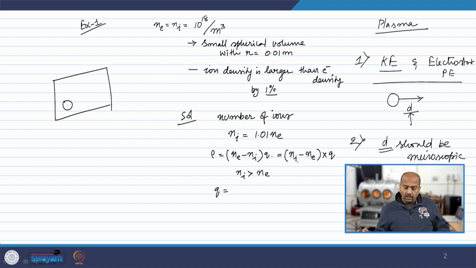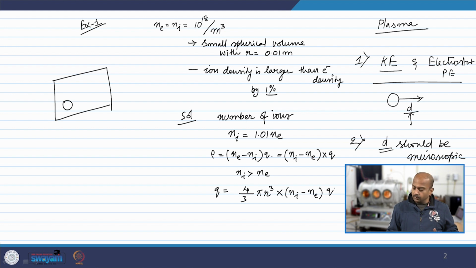So, if you want to find out the charge, it is the volume, 4 by 3 pi r cube, into the charge density, that will be Ni minus Ne times Q. Charge per unit volume is charge density. Charge is equal to charge density multiplied by volume. Since it is a spherical volume, the volume becomes 4 by 3 pi r cube, right. Let us take it to the next slide. I will rewrite the expression: Q is equal to 4 by 3 pi r cube into Ni minus Ne multiplied by charge.